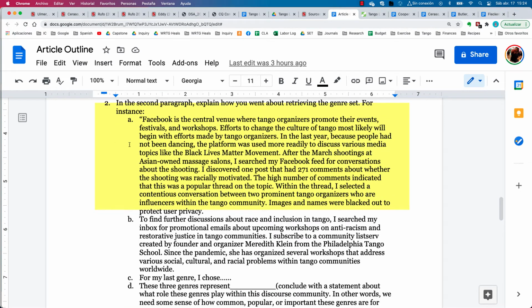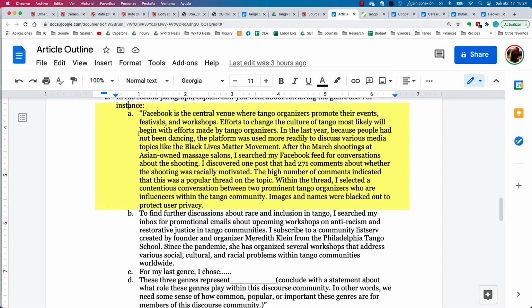Some of you have probably already written these types of research articles. So here's an example of what you can write. So this is for my hypothetical research project. Facebook is the central venue where Tango organizers promote their events, festivals, and workshops. So I'm explaining here why I picked Facebook. Efforts to change the culture of Tango will most likely begin with efforts made by Tango organizers. So I'm explaining here why I picked organizers. Okay, so if we're going to change the culture, we got to talk to the people at the top.